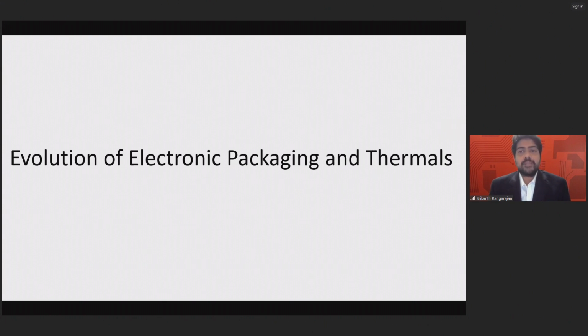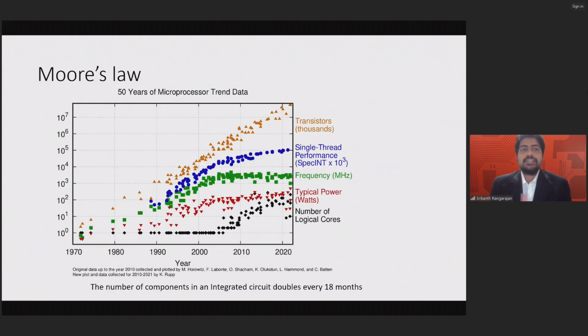So the evolution of electronic packaging and thermals. Moore's law, which we have been discussing for more than 5 decades, has been telling us that the more transistors or components we can keep cramming onto a particular silicon space, the more the performance increases. But there has been a point where we have also seen that the frequency has started to plateau, which means the voltage is also starting to plateau, and which means there is a constraint that comes up when we are trying to extend Moore's law. And there has been a decade of effort that has gone in to sustain Moore's law.